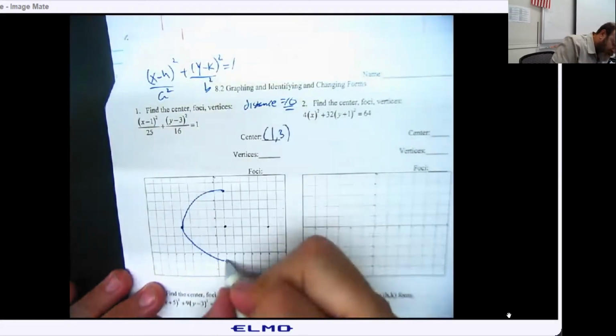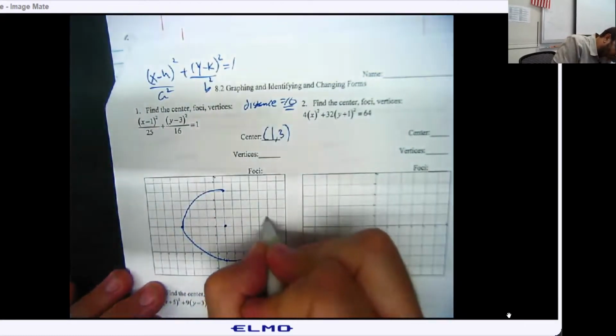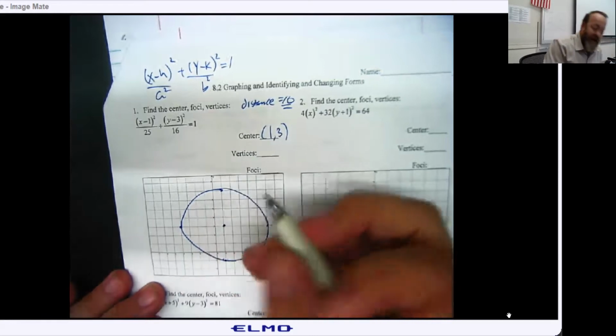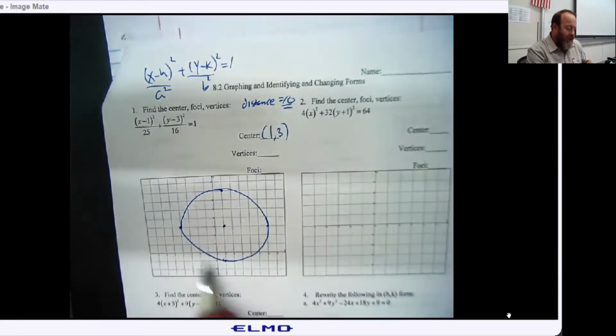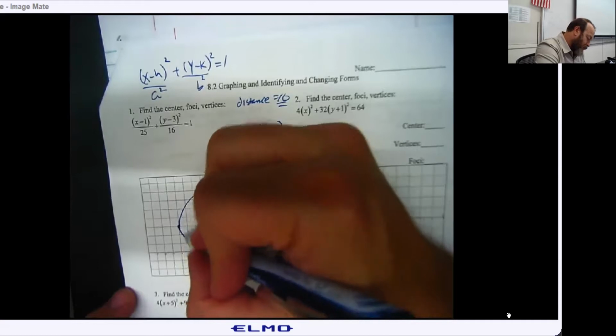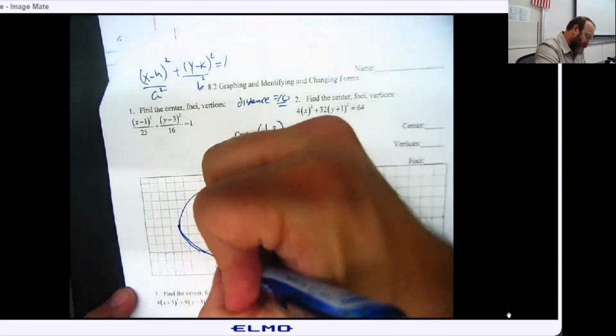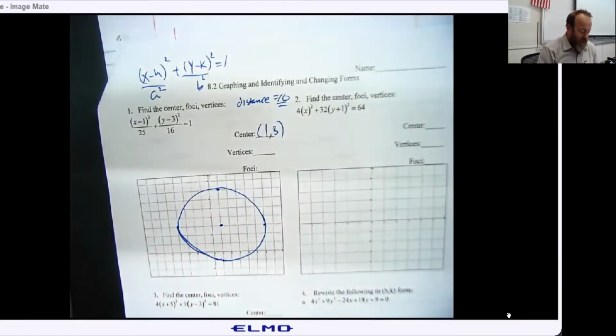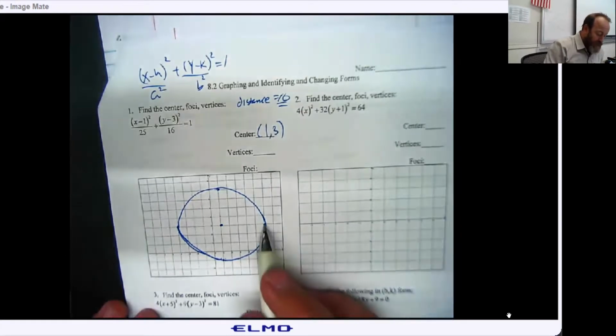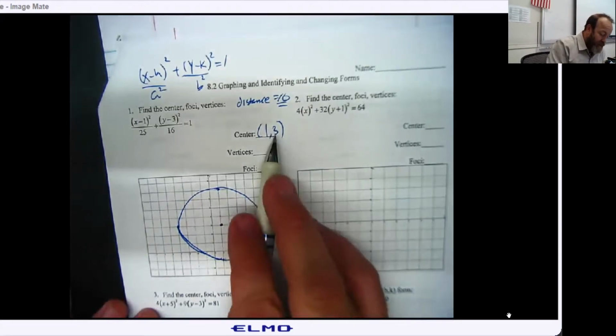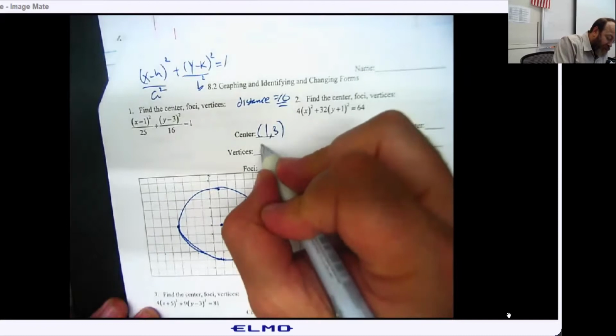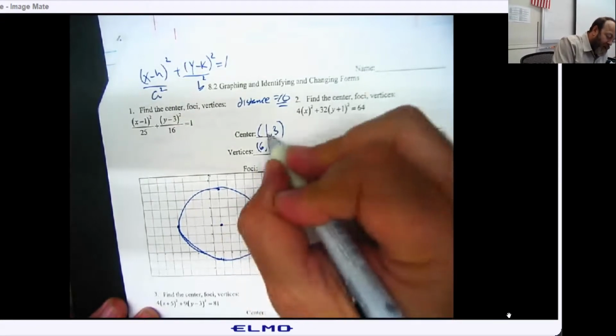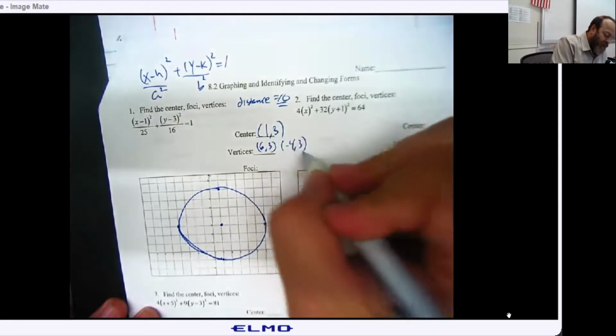We're just going to do the best that we can to make it look pretty good. You can see I'm in a little bit right here. I probably should have been a little bit fatter in that place, but it's reasonably good. Now, those are my two vertices. Again, I started at (1, 3), and I went to the right 5, which got to (6, 3), and I went to the left 5, which is (negative 4, 3).